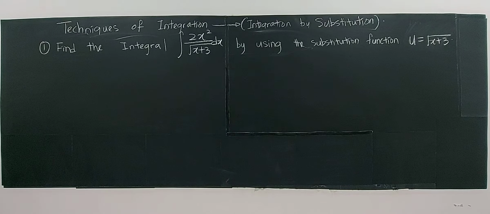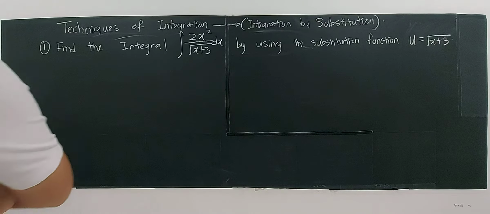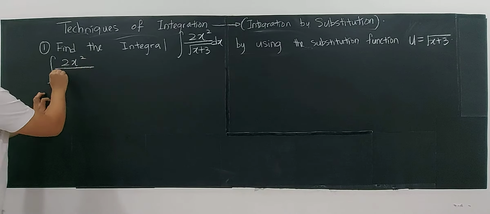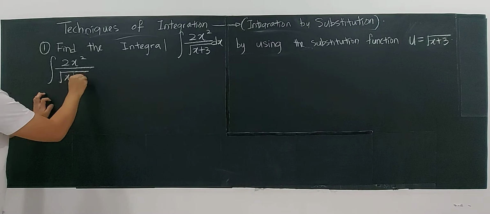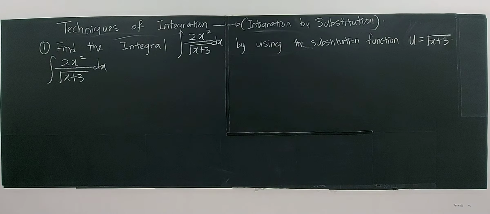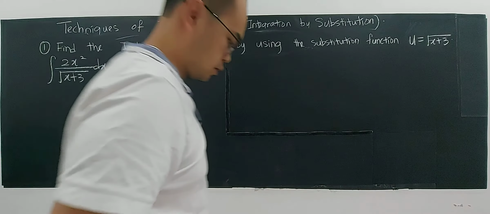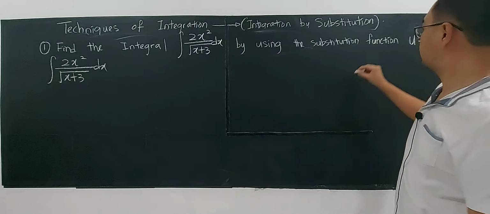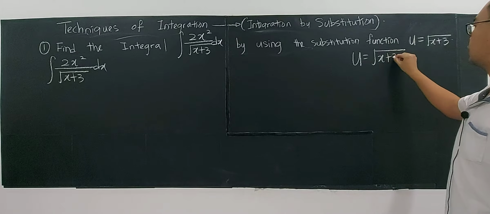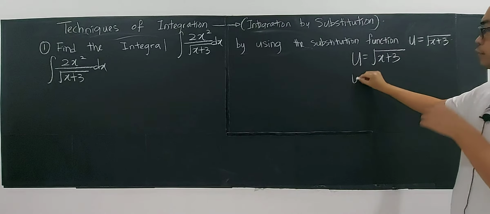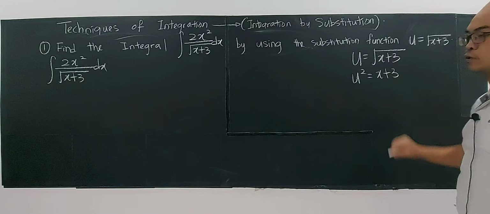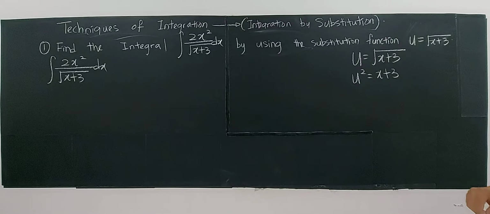integration by substitution. So you're given the integral of 2x to the power of 2 over the square root of x plus 3 dx. And the question has already given you that u is the square root of x plus 3. Usually I will square both sides and I will get u squared equals x plus 3. You can try without squaring both sides, it's okay also.